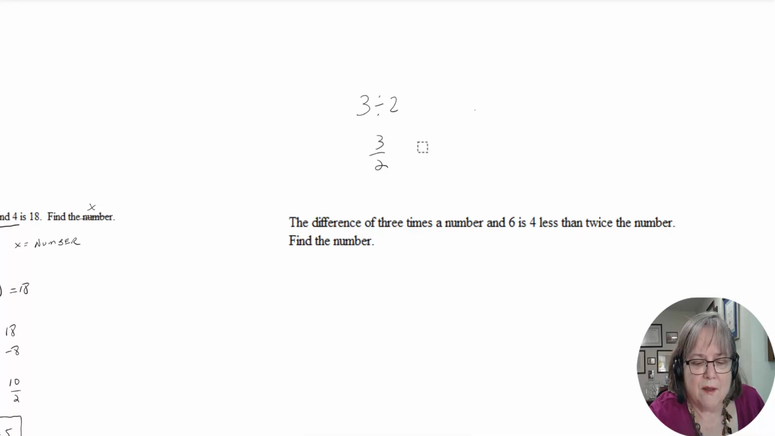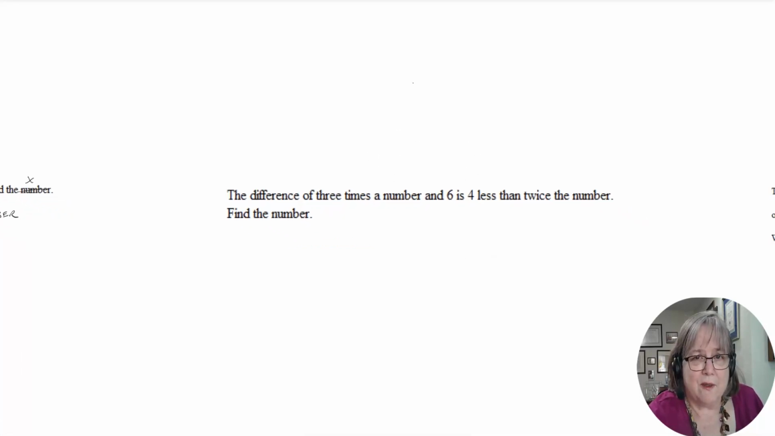So let's look at this next one. And it says the difference, so we need to be careful even more than normal. The difference of 3 times a number and 6 is 4 less than twice the number. Okay, now that's kind of a little bit step up. So we're going to try to find the number. So this is x. So let x equal the number.